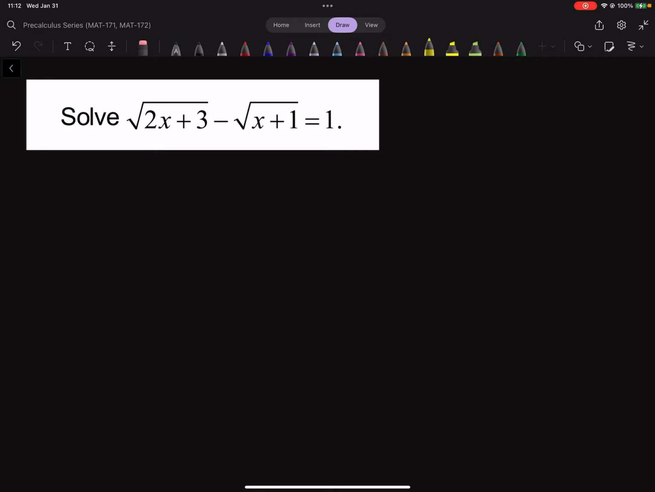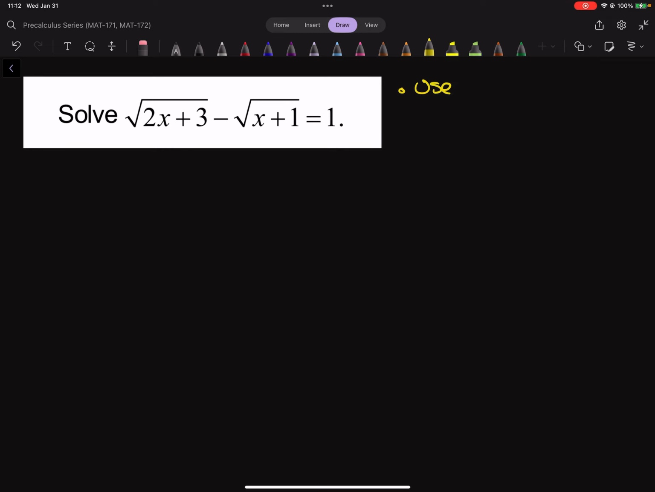Hello everyone. Now this problem is a fan favorite. This is from section 1.6 still, and it involves the use of the power property to resolve these radicals. So what we're going to want to do is isolate one of the radicals.